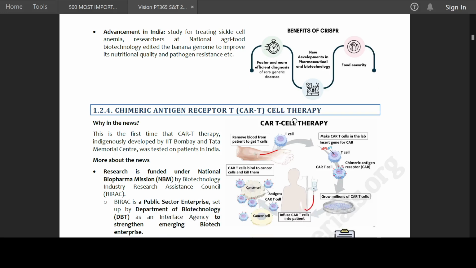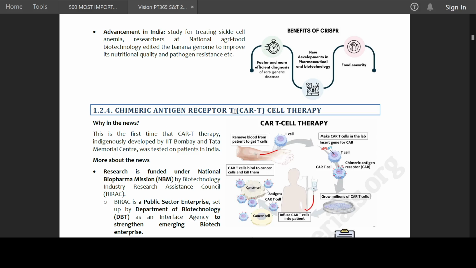Advancement in India: study for treating sickle cell anemia. Research at the National Agri-Food Biotechnology Institute edited the banana genome to improve its nutritional quality and pathogen resistance, etc. Benefits of CRISPR: faster and more efficient diagnosis of rare genetic diseases, new developments in pharmaceutical and biotechnology, food security. Sometimes a question could ask in what ways CRISPR-Cas9 can be used, etc. Almost all the options will be correct, but you have to just check also.